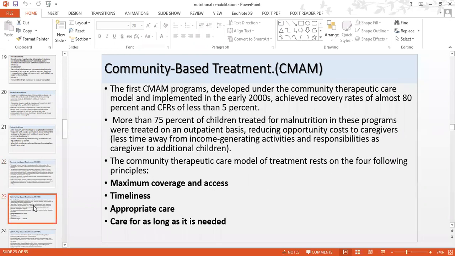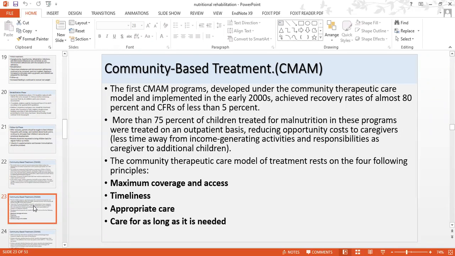Community-based management of acute malnutrition is actually a program developed under a community therapeutic care model and was implemented in the early 2000s. The achieved recovery rate was almost 80% and the case fatality rate less than 5%. More than 75% of children treated for malnutrition in this program were treated on an outpatient basis, reducing the opportunity cost to caregivers.